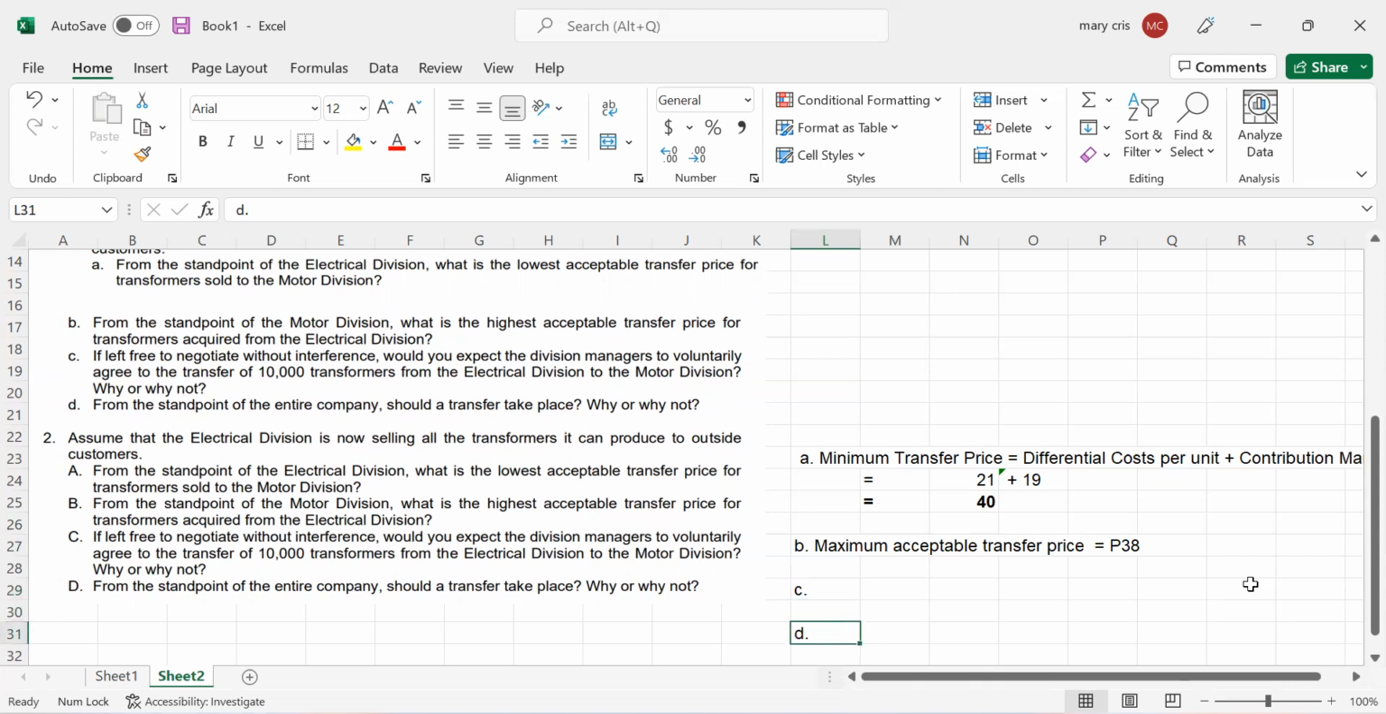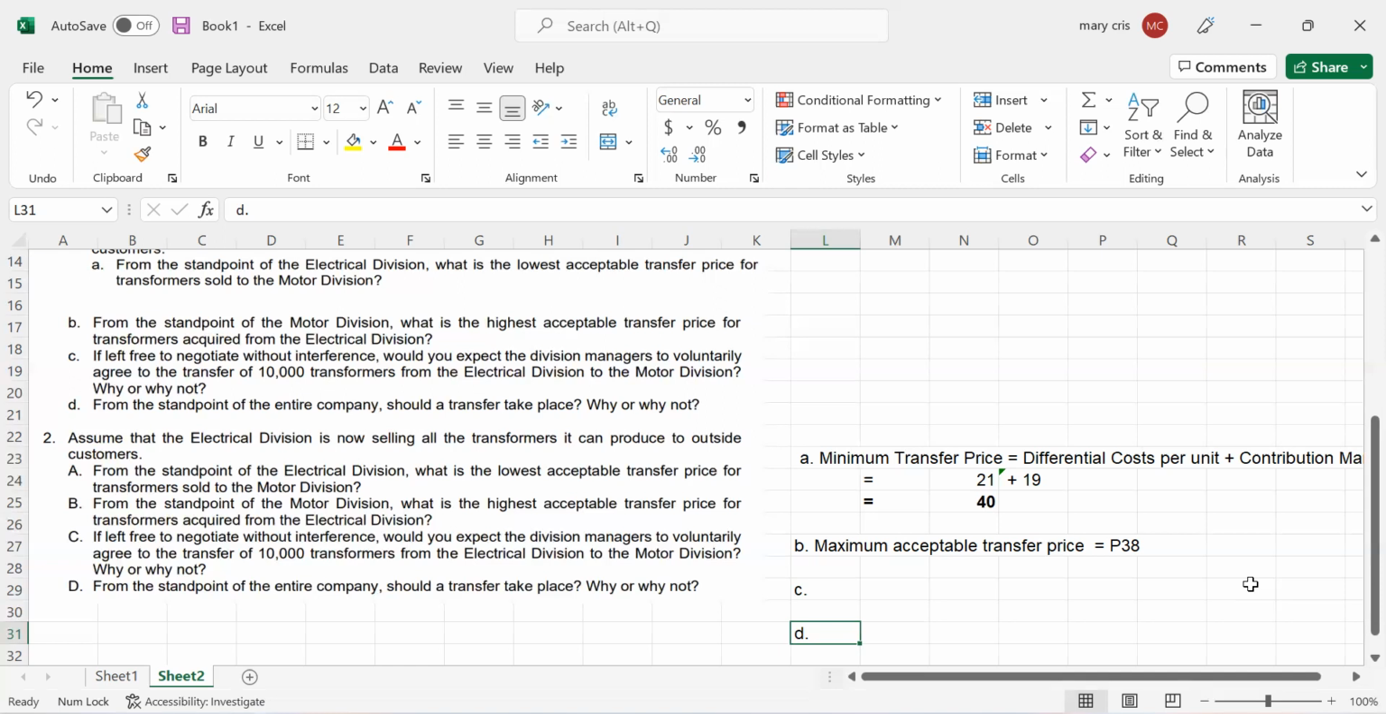Letter D, from the standpoint of the entire company, should a transfer take place? Why or why not? So, considering that there is already incompatibility sa both divisions, so most probably, in the standpoint of the entire company, wag na lang. Bakit? So, instead, like for example, if ipo-push talaga na ang transfer price would be 40 pesos, parang ang mangyayari is the company will be losing actually 2 pesos per unit. Kasi they can just purchase it man at 38 pesos outside.